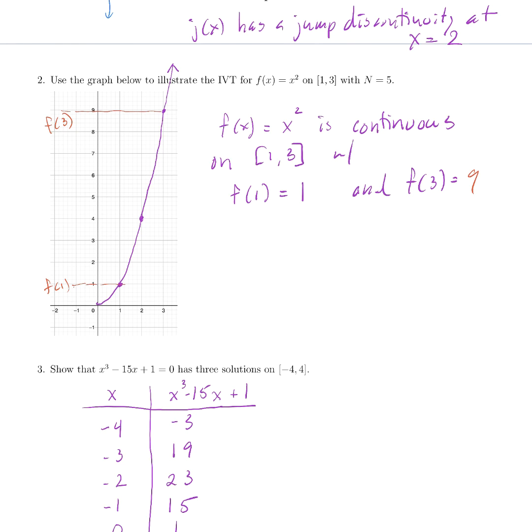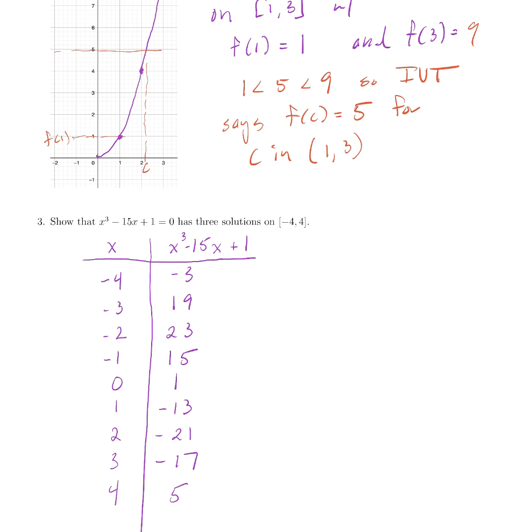Okay, and where does 5 live in between 1 and 9? Yes, it does. 1 is less than 5 is less than 9. So the intermediate value theorem says that f of c equals 5, there's some input c in the interval from 1 to 3 that gives 5 as an output. If we draw that line over at 5 and we come down here, we see that c lives somewhere just slightly larger than 2 in this case.